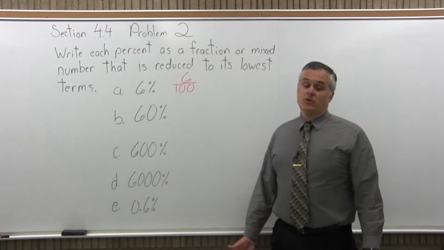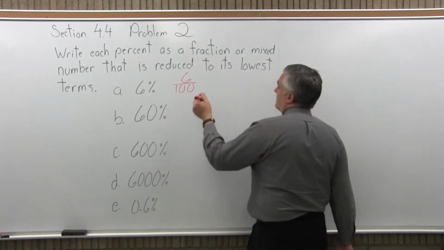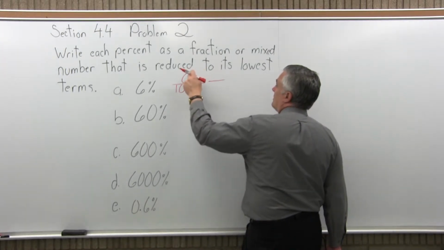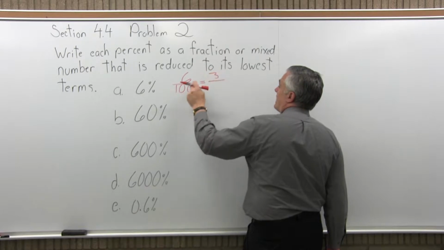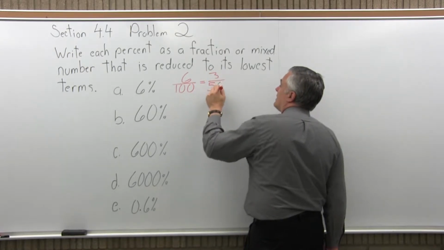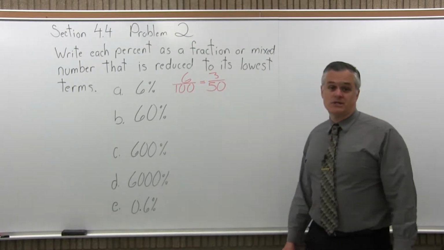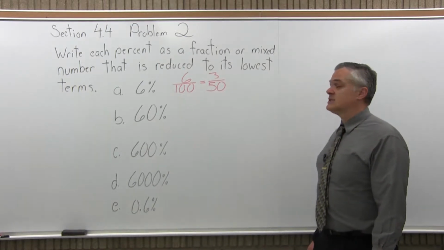Now, can I reduce that? Well, they're both even, so I can at least cut it in half for the top and the bottom. So half of 6 is 3, half of 100 is 50. Can I reduce any further? No, that's as far as it'll go. So 3 over 50 is the same as 6%.